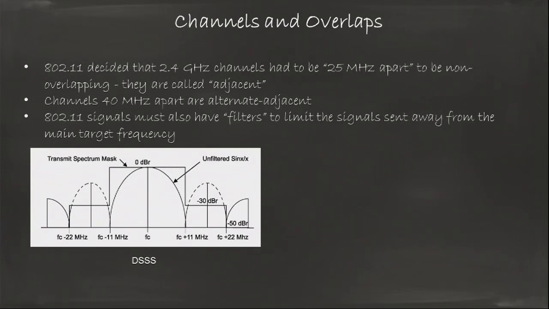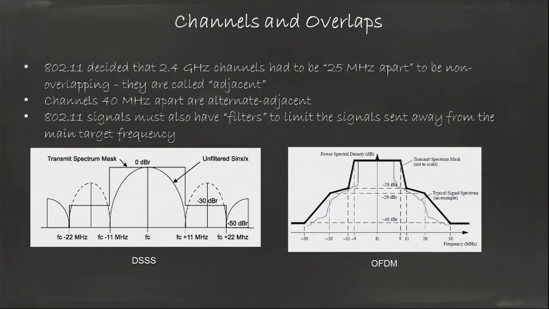Anything that is 22 megahertz away or more from the main frequency has to be 50 dB weaker than what you send at the main frequency. Your filter is going to make sure of that. For OFDM, the mask is slightly different. You see that we are not working exactly with the same numbers, but the logic is the same. Every transmitter, every receiver has a filter, and that filter makes sure that your transmission is within what is described by the 802.11 standard and allowed by the protocol.